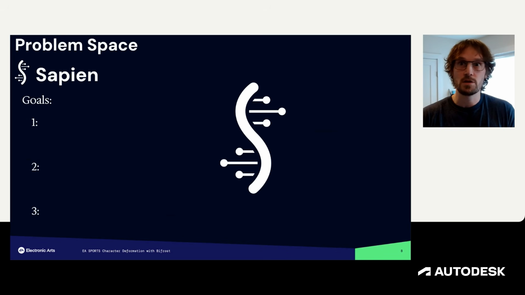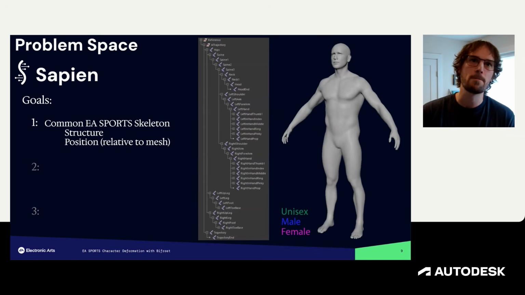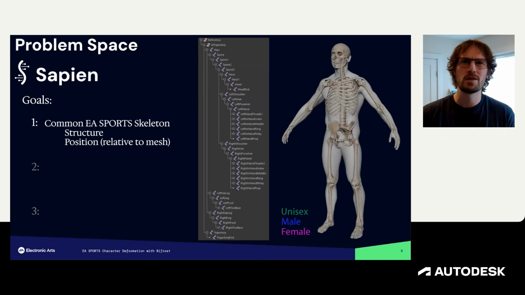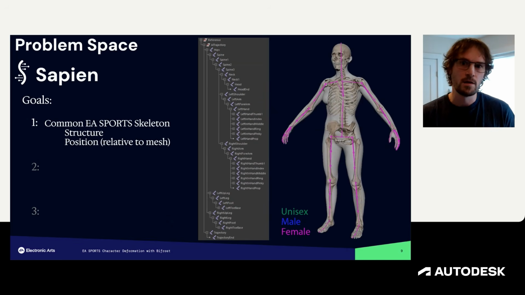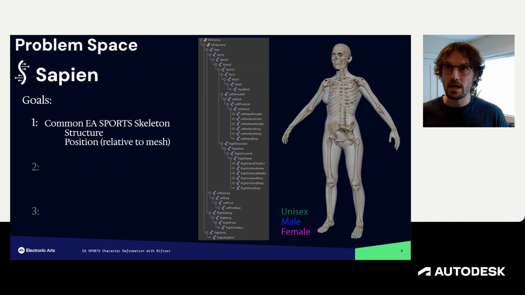And then the Sapien initiative was born to address this problem space. It has three main goals. We wanted a common EA Sports skeleton in structure and position. Position being relative to proportion and morphology. If you think of an elbow on one mesh and proportion and an elbow on another mesh and proportion, when you looked at the elbow, you would expect the joint to be in a similar space on both of those, even though they're different shape and potentially size.